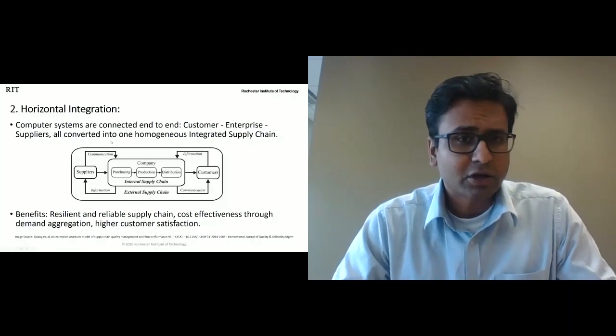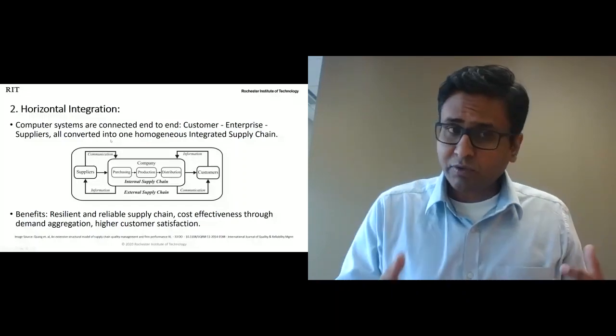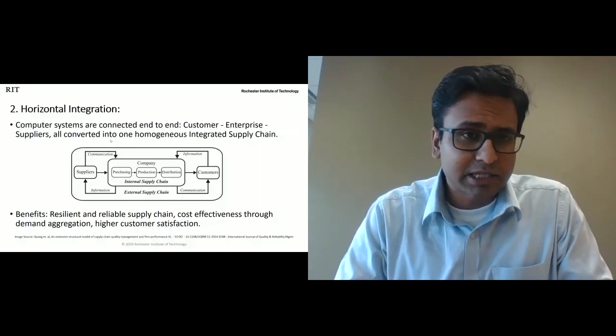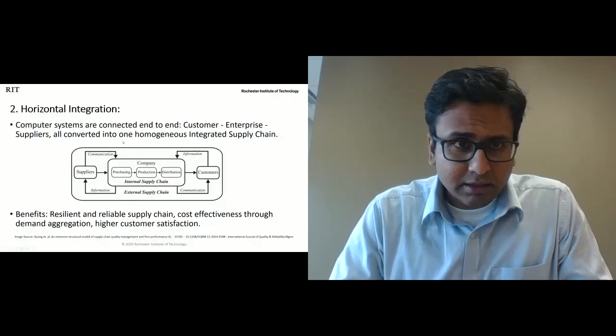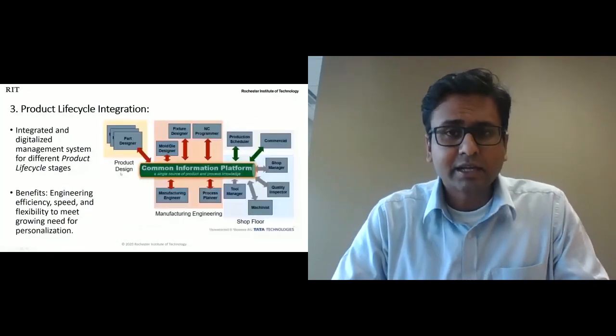And of course, if you are an organization that would like to share data with the customers on where the products are within the value chain, horizontal integration enables that as well. Next slide, please, Ben. The third thing here in terms of data exchanges is product lifecycle integration.